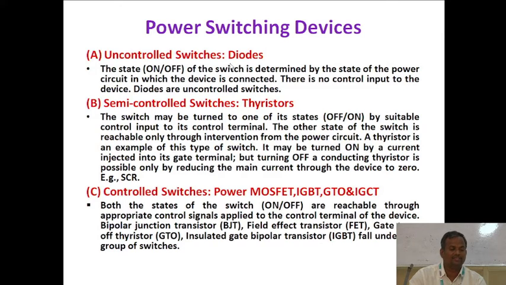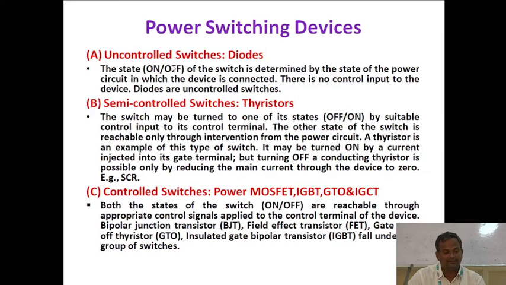Among uncontrolled switches, the best example is the diode. We know the basic operation of the diode. There is no need for any control signal to the diode. It simply depends upon the power supply. If it satisfies the cut-in voltage, then the diode enters the on condition. Otherwise, it is in the off condition.